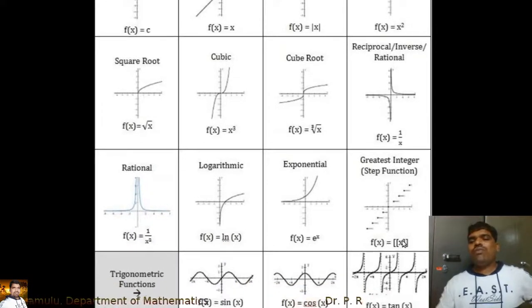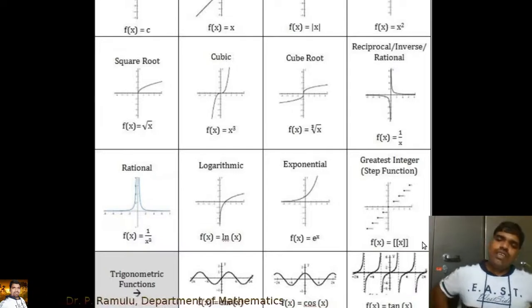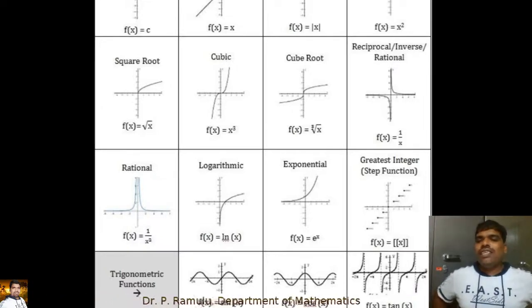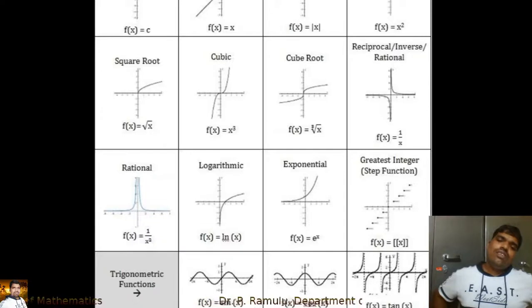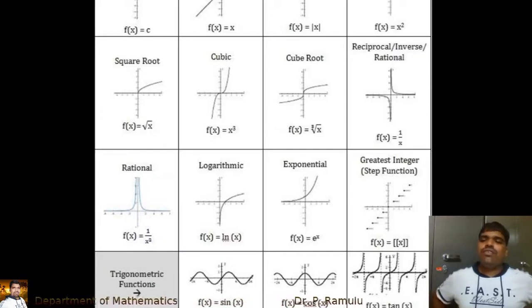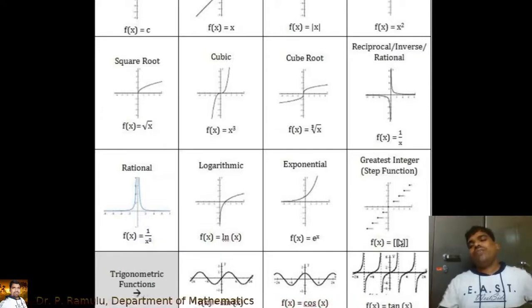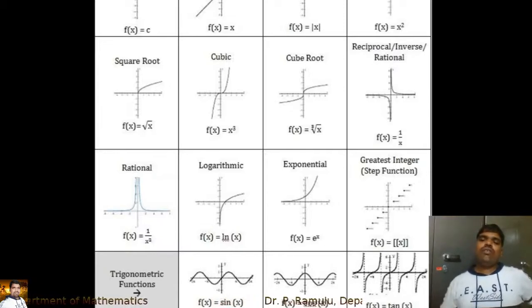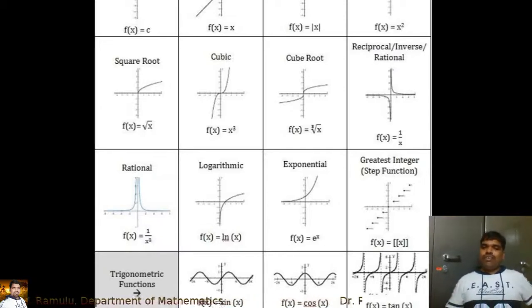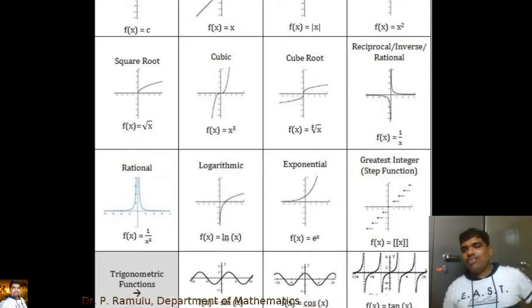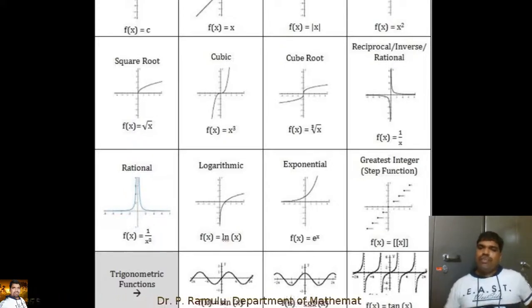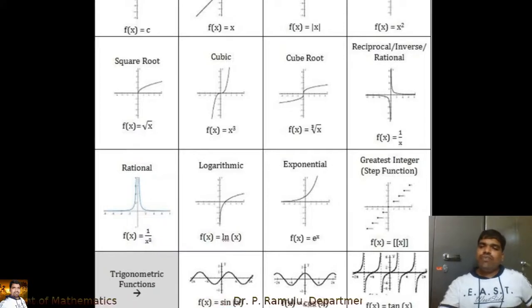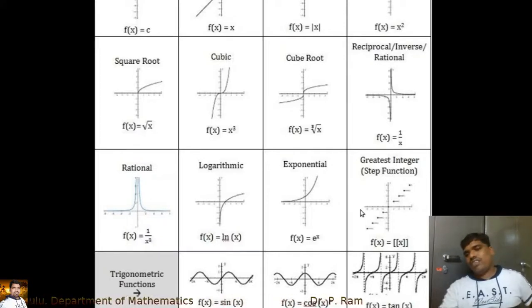It looks like f of x equal to floor x, the integral part of x, right? Already we defined the integral part of a real number, and using that definition we made this graph. What is the integral part of x? The integral part of a real number x is defined by floor x equal to n, if n less than or equal to x less than n plus 1, for all n belonging to Z. So, according to the definition, it is defined.